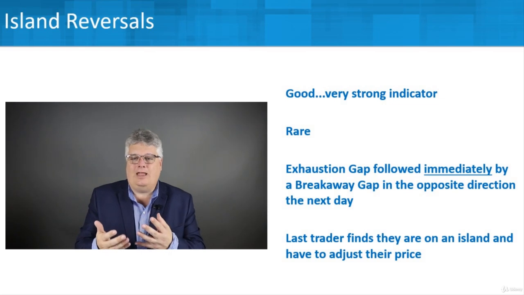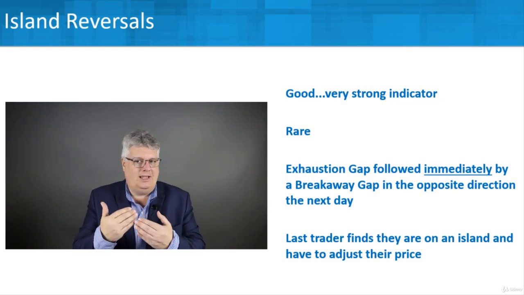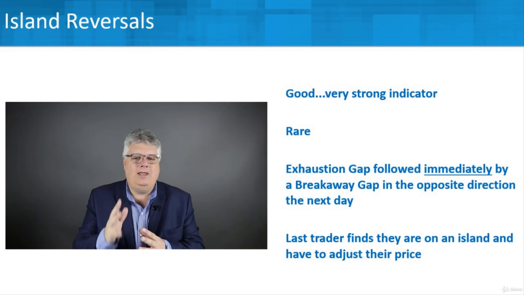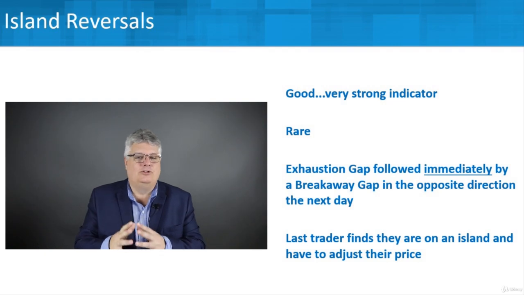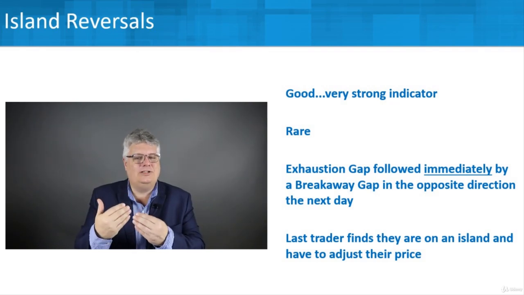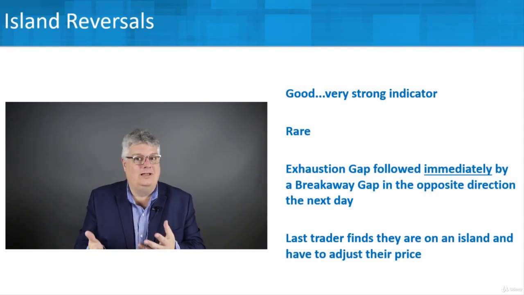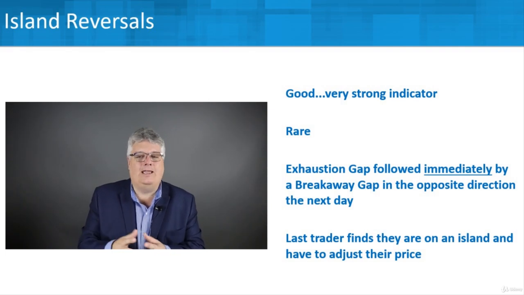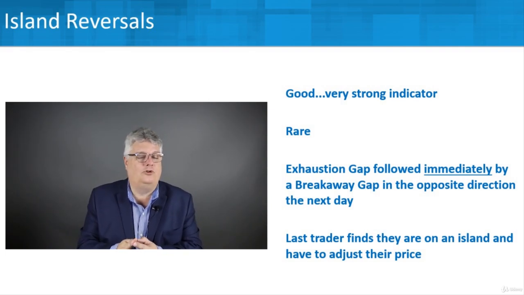And kind of what they are is an exhaustion gap, where it's been exhausted, as we learned about, and it's going to have this gap, followed immediately by a breakaway gap in the opposite direction the next day. So whichever way it's going, that breakaway gap the next day, a last trader finds they're on an island by themselves, and they have to start adjusting their price either up or down to get back in step with people who are willing to buy and sell or trade with them, and are basically looking at maybe a different way the trend is going to go.